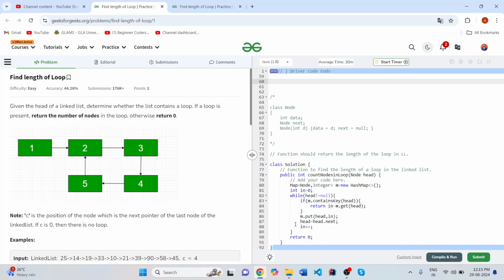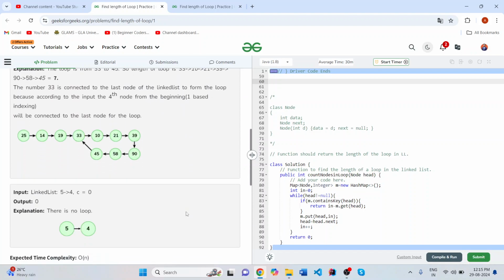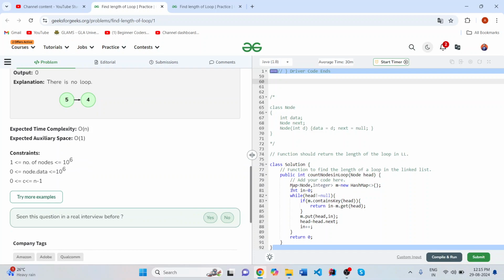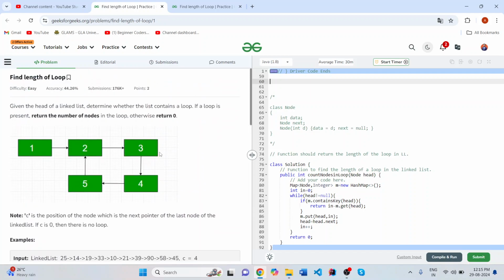Now if we never find that the key is contained in the map, it means there is no cycle or no loop in the linked list. So for that case, we have to return 0. So we have returned 0. So this was the simple solution using a Hashmap. But the problem with this solution is, there is actually no problem, but a slight optimization can be done, as this approach uses extra space of O(N), but we are expected to use O(1) extra space. So how shall we do that?